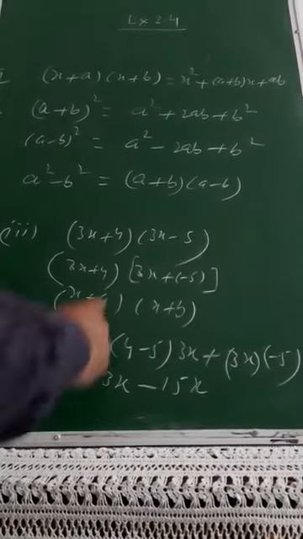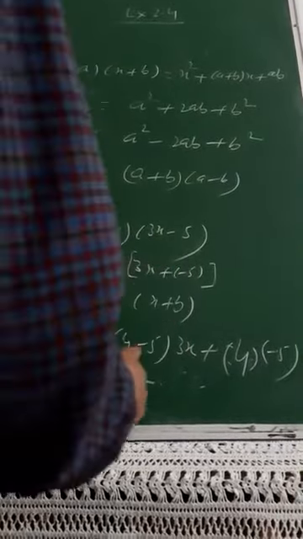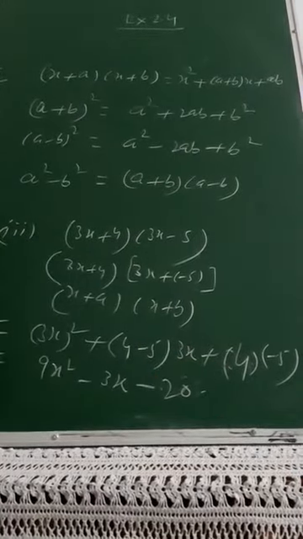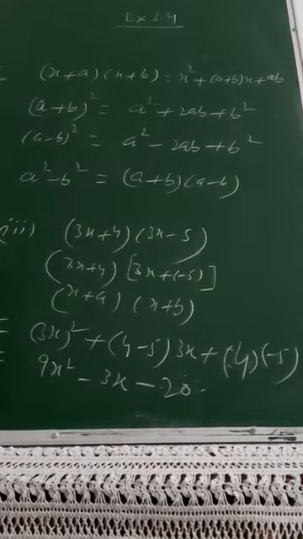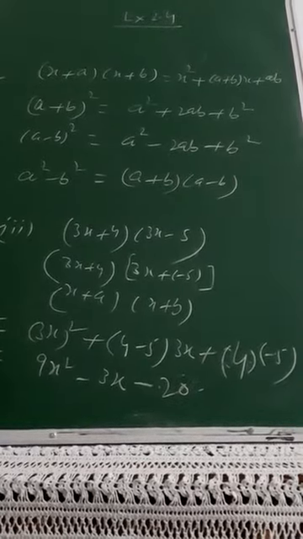So finally this is... I'm sorry, here a is 4 here, right? A is 4. Please keep a watch upon that. A is 4, b is minus 5. So 4 into 5 is 20. So this will be 9x square minus 3x minus 20. So this is the question based upon your x plus a, x plus b.